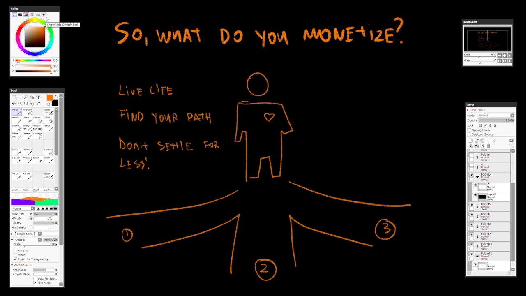And the main question is, what do you guys monetize, right? And right now I'm gonna speak probably a little bit generally, not only to visual development artists, and this is my own take on what you should monetize. And it goes something like this. Every person has a God-given talent, and abilities to be good at a specific thing or even multiple things.